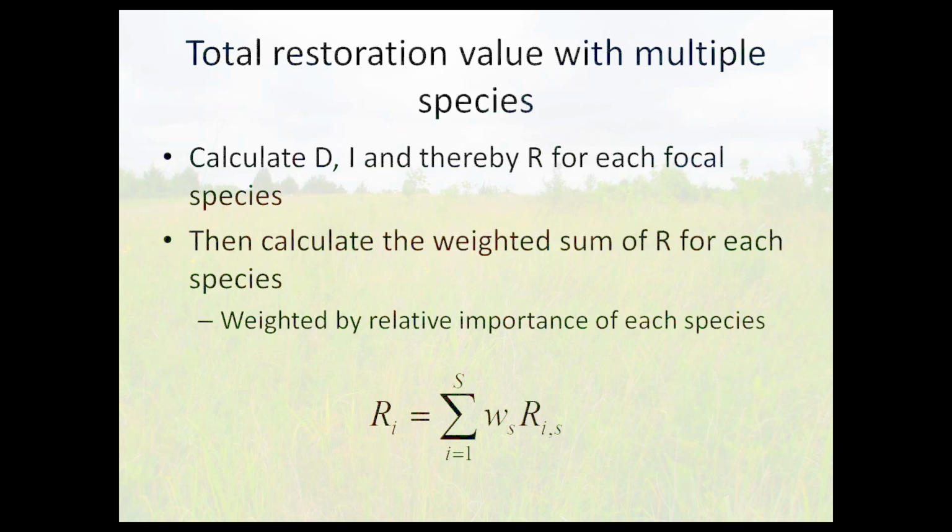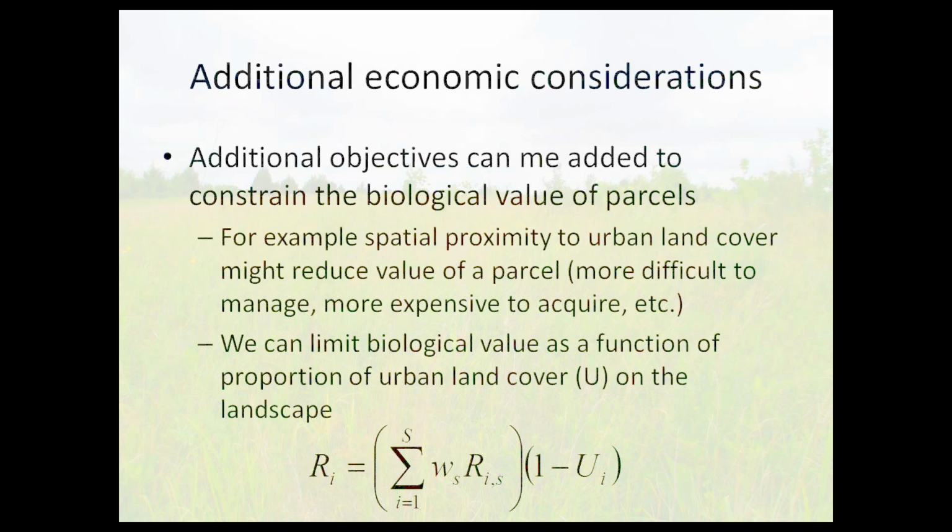So this is a simple advance on incorporating multiple species into an assessment. Now, taking that same concept, it's not too complicated to add in additional objectives and additional considerations. So, for example, spatial proximity to urban land cover might reduce the value of a parcel because the more urban you have in a particular area, land purchase values may be higher. It may be harder to acquire those patches, but they also may have higher restrictions on what kind of management actions that you can do.